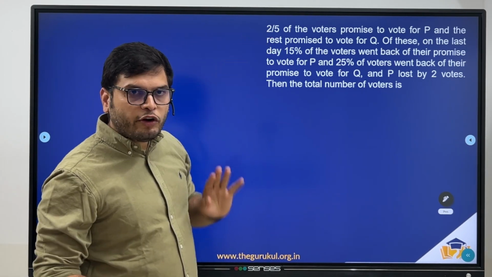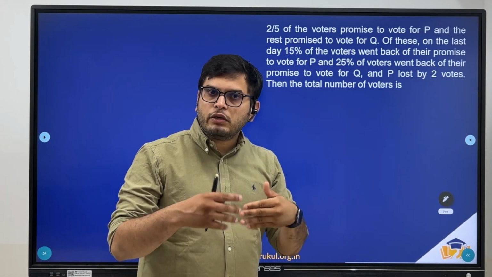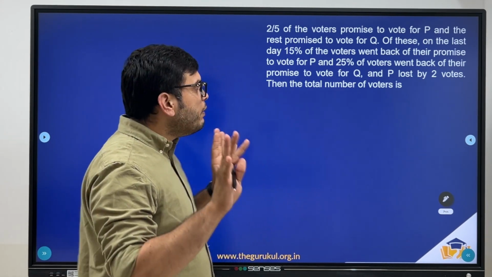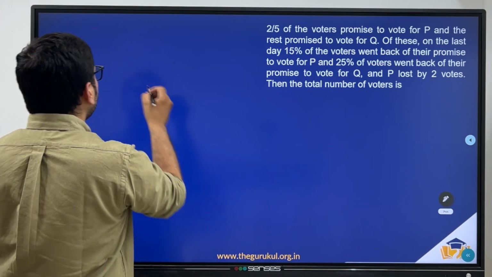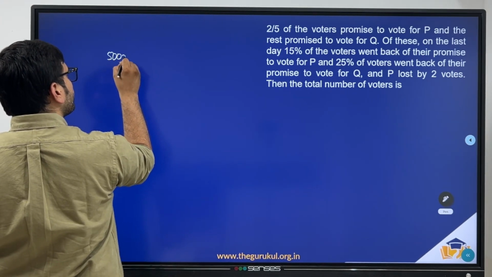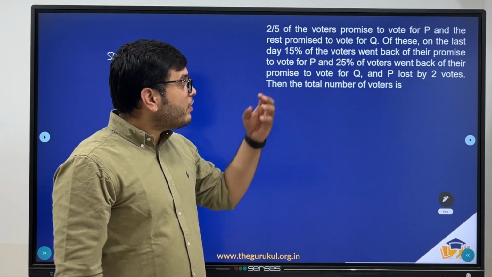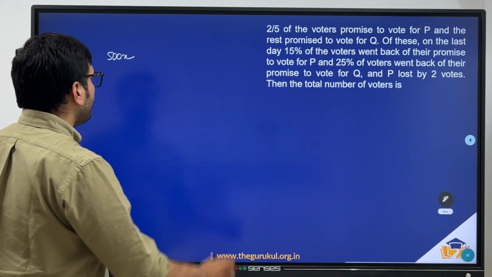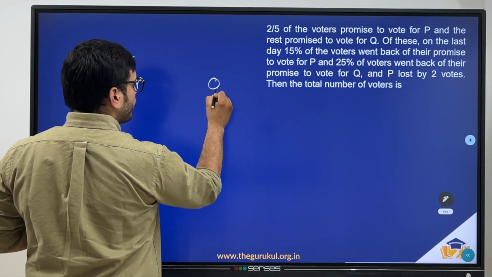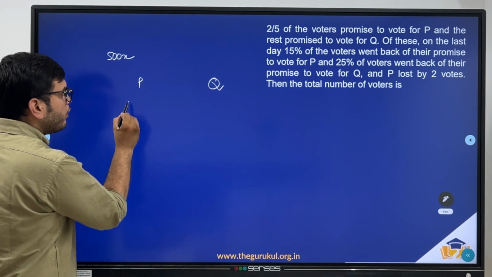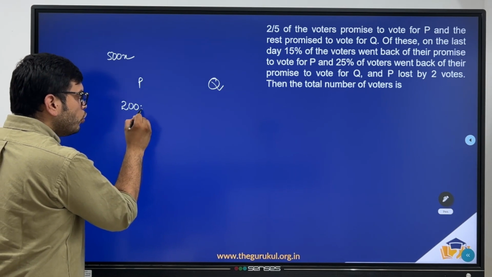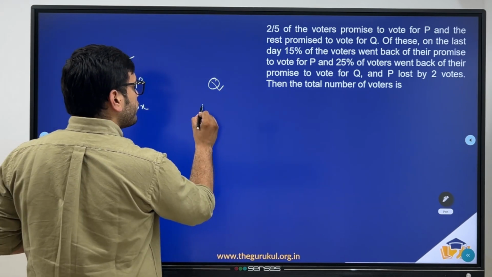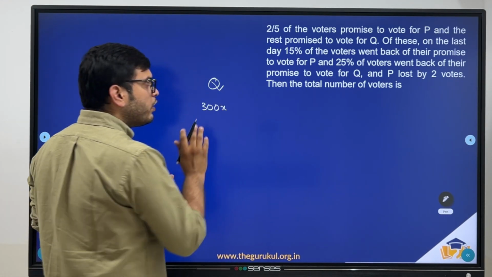Now we have 5 in the denominator, and these are mentioned in terms of percentages, so just to avoid fractions, I'll be considering the total voters to be 500x. If I consider the total voters to be 500x, 2/5 of the voters promised to vote for P. What is 2/5 of 500? 200x. So 200x voters promised to vote for P, and the remaining 300x promised to vote for Q.